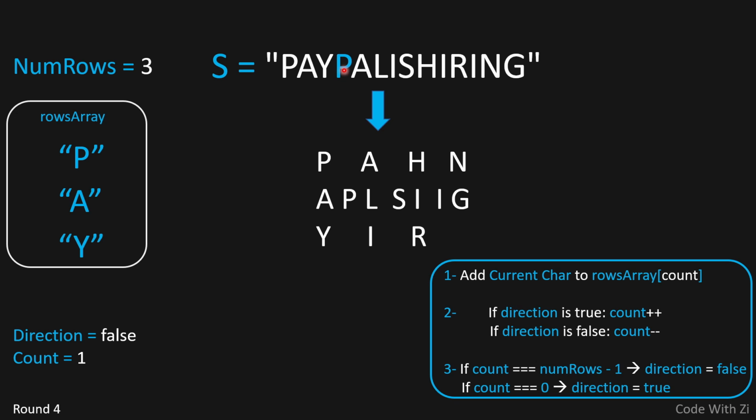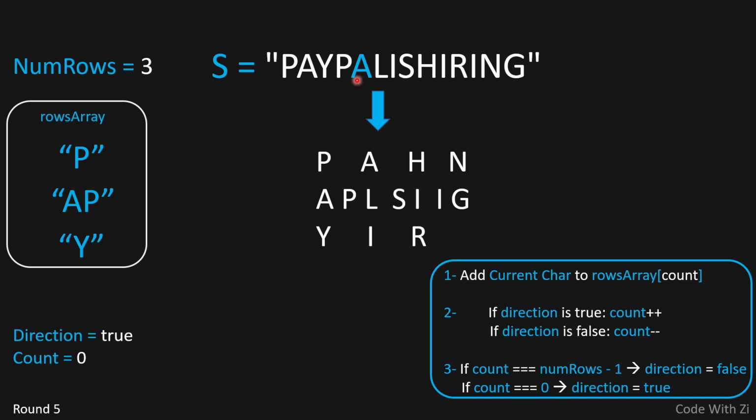So in our fourth round, the current character is gonna be p. We're gonna add the current character to our rows array at the count index. Count is gonna be 1. The string with the index of 1 is gonna be this, so we're gonna add p to this string here, like so. Then we're gonna check the value of direction. It's currently false, so we're gonna decrement count. So let's do that. And then we're gonna check if count is equal to number of rows minus 1, and it's not. But the next one says if count is equal to 0, and we know it is because here count is 0. We're gonna assign true to direction. So basically direction is gonna be true again. So let's do that. All right, we're done with this round. Let's move on to the next round.